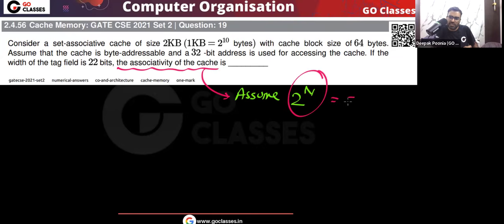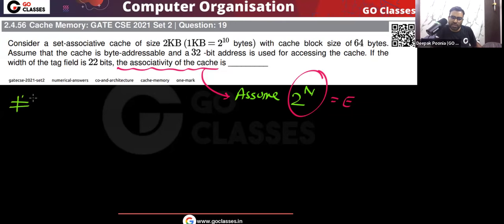Or I can say e means 2 power n, because you know that the associativity will be a power of 2, like 2 power 0, that is one way set associative, that is direct mapped cache. 2 power 1, 2 power 2, 2 power 3, and so on. So for the associativity, you can assume that is 2 power n. Okay, now let's see. So we have set associative cache, the cache memory size is 2 KB.